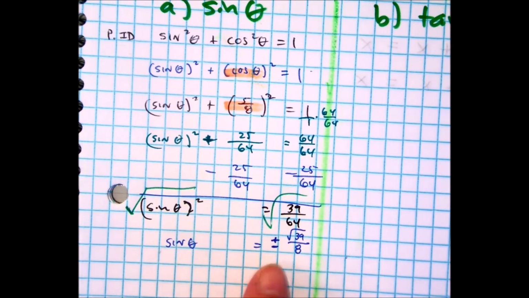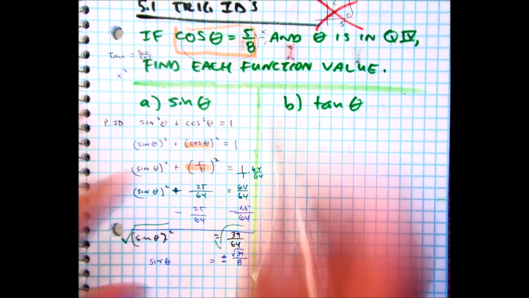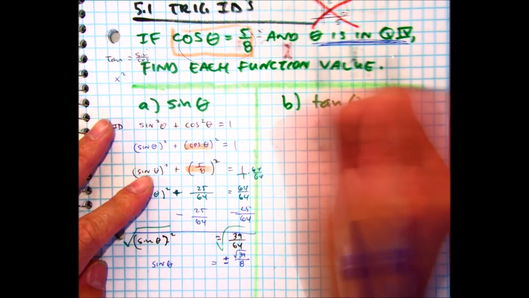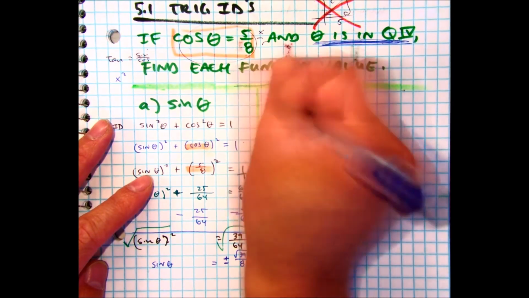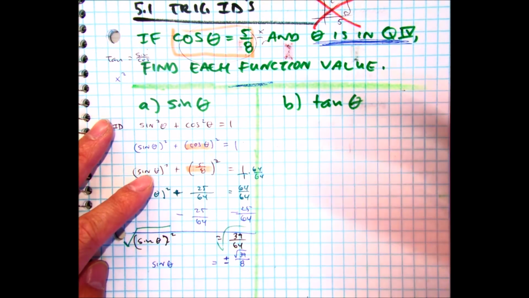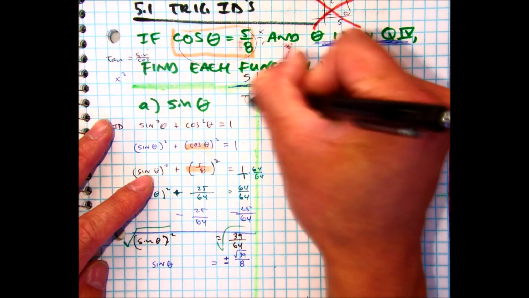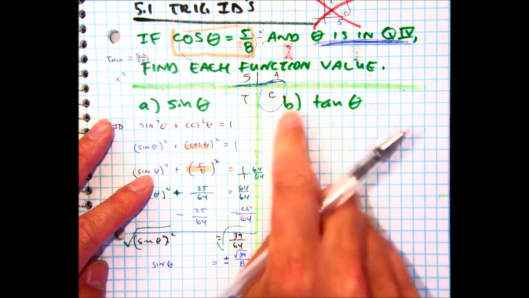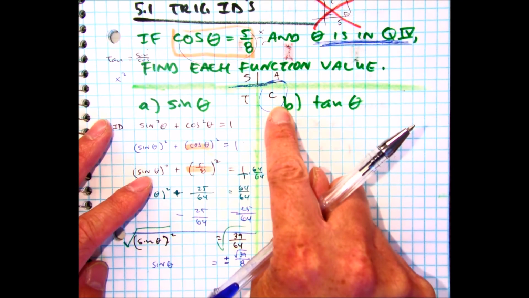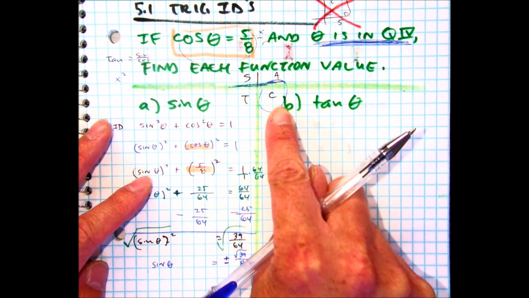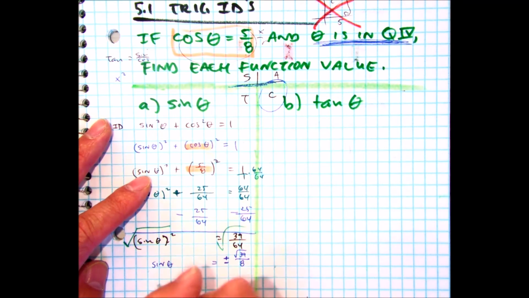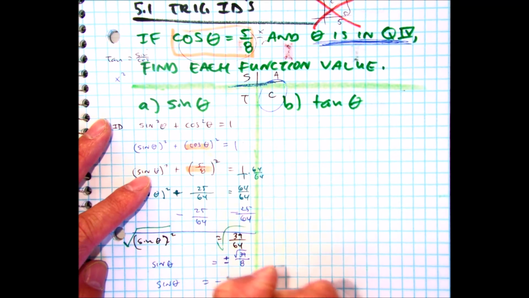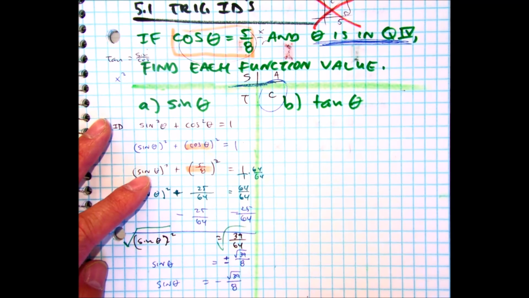Now you might be asking, Mr. Ng, you have two solutions here. Which one do I pick? Well, if you go back to your clue, it tells you theta is in quadrant 4. Well, I know an acronym. What acronym do we know, class? And we're in quadrant 4. So that means only cosine and secant are positive. Everything else is negative. So our answer is sine of theta equals negative radical 39 over 8.